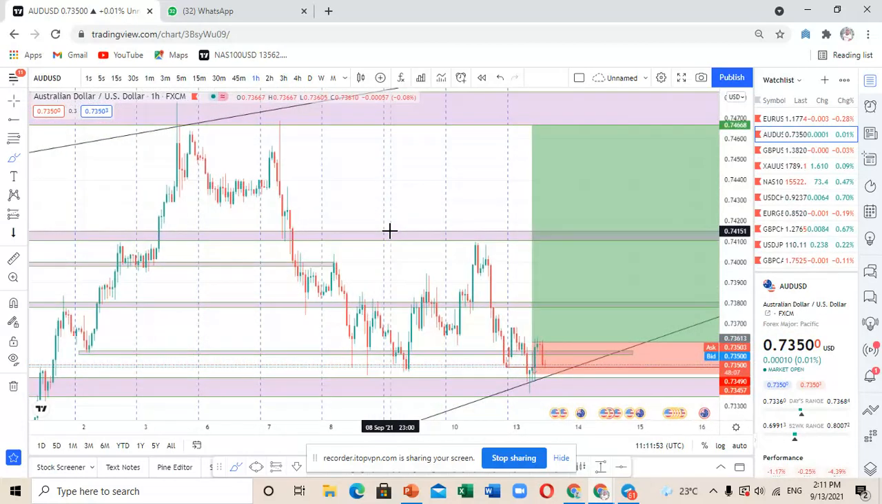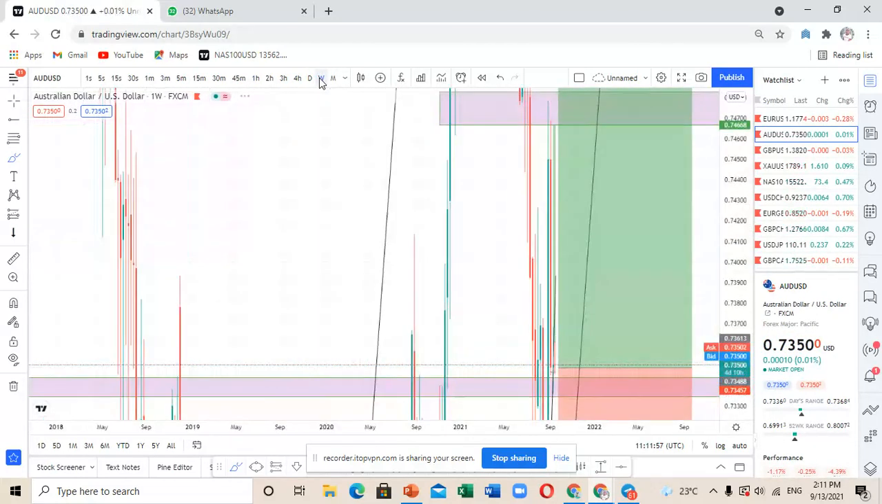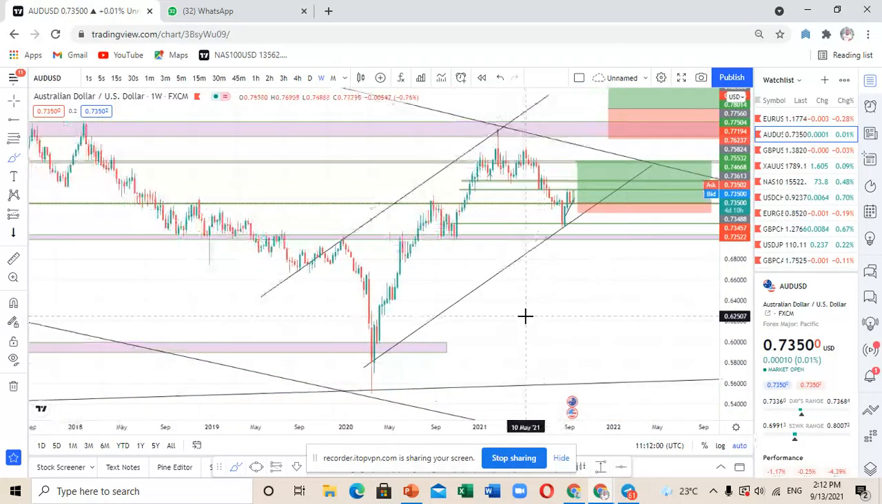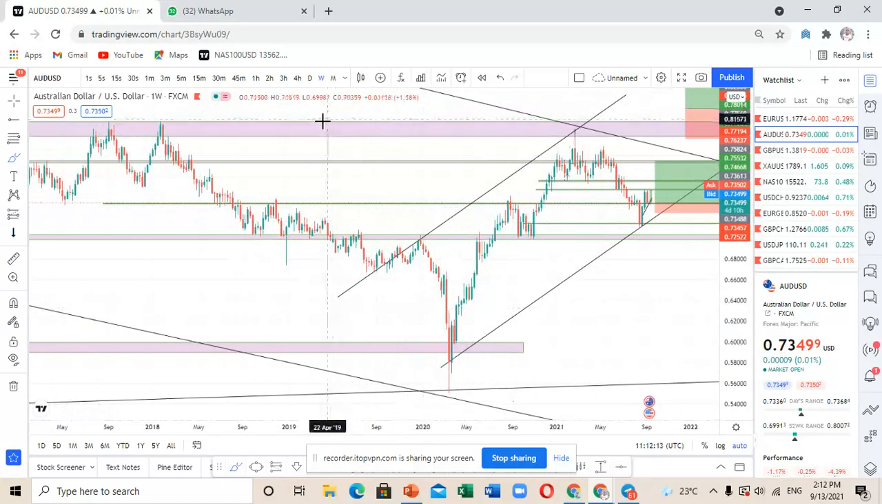Now, when it comes to the AUD USD, most of the time the same movement that is characterized by the Euro USD is also the same kind of movement that is usually characterized by the AUD USD. And moving now to the AUD USD, you can see that on the monthly time frame, we are in a kind of bearish trend.